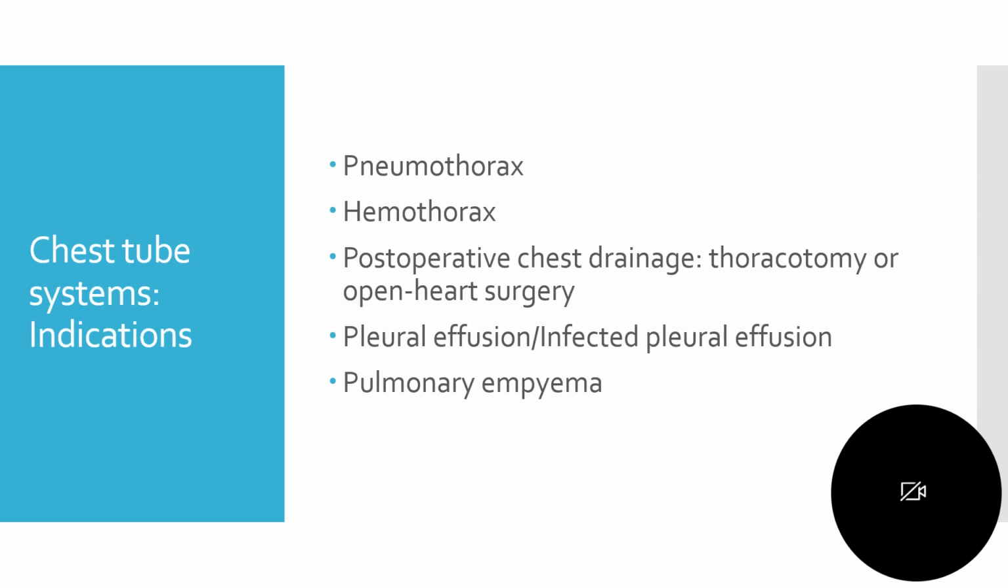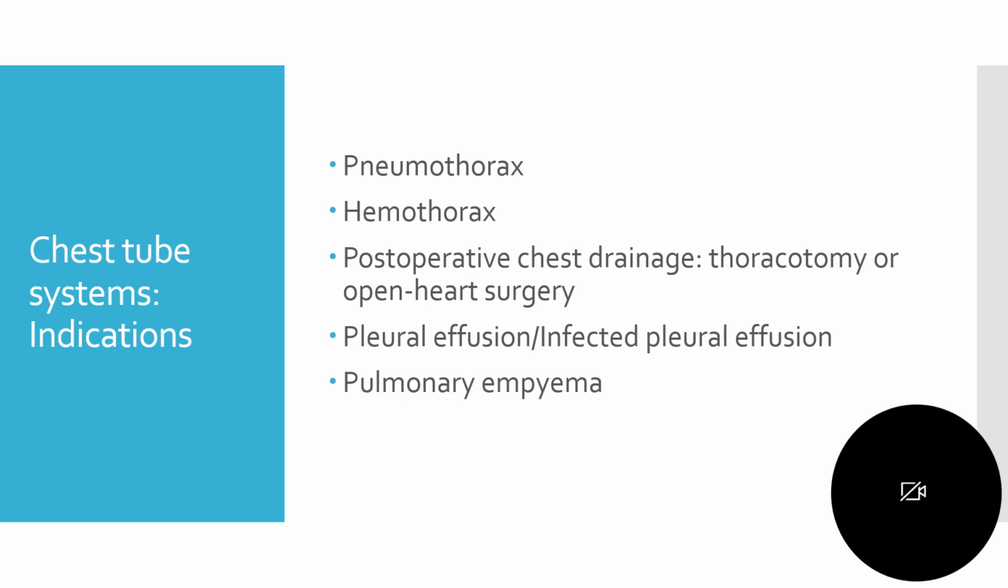Indications of chest tubes include pneumothorax. That's when air leaks into the pleural space, making the lung collapse. It can be either partial or complete. Hemothorax is an accumulation of blood within the pleural cavity. It can be used for somebody who's been in surgery, open heart surgery, and needs a chest tube, so that is also an indication.